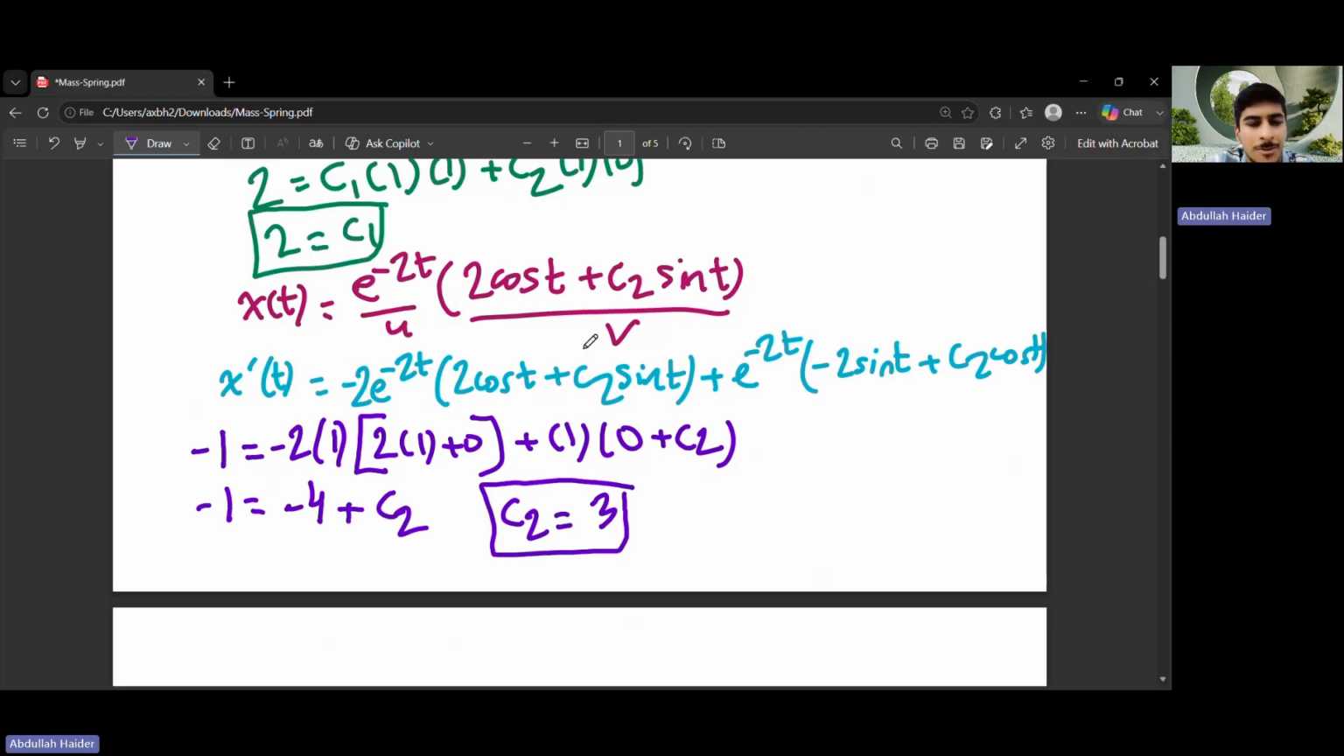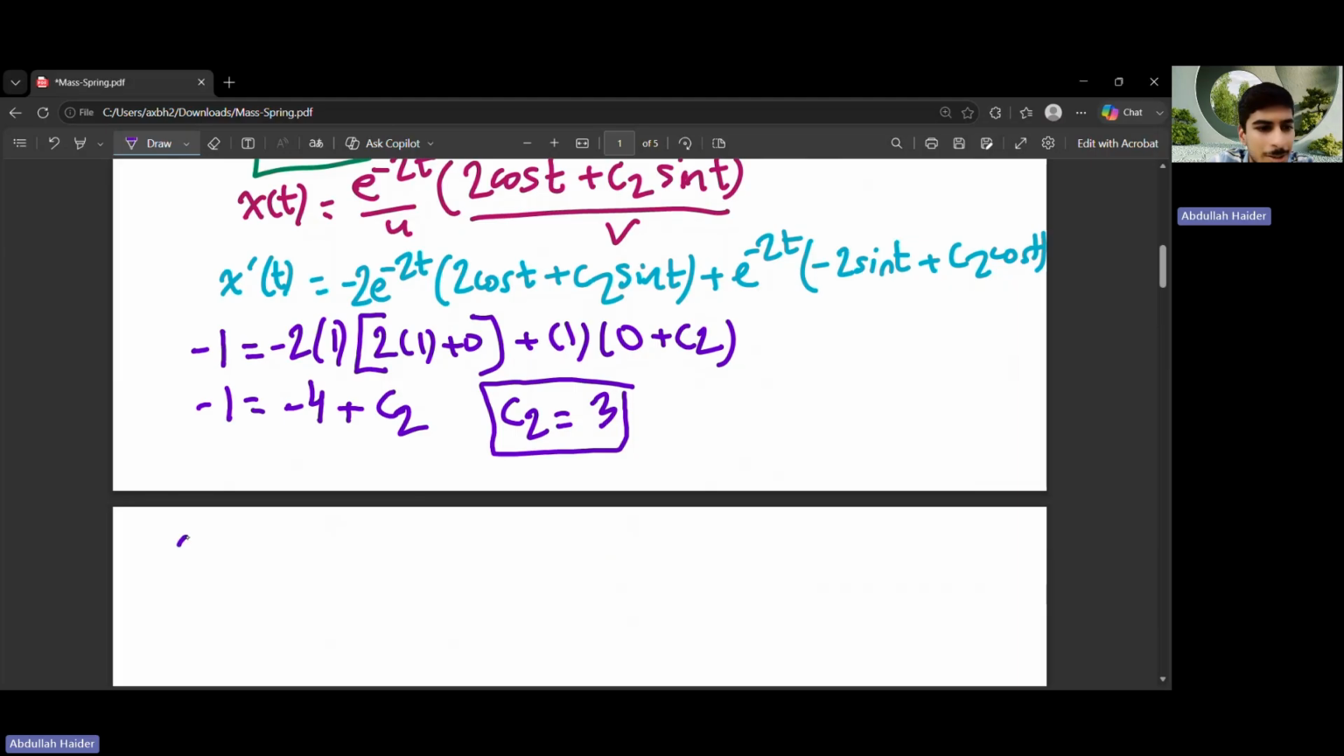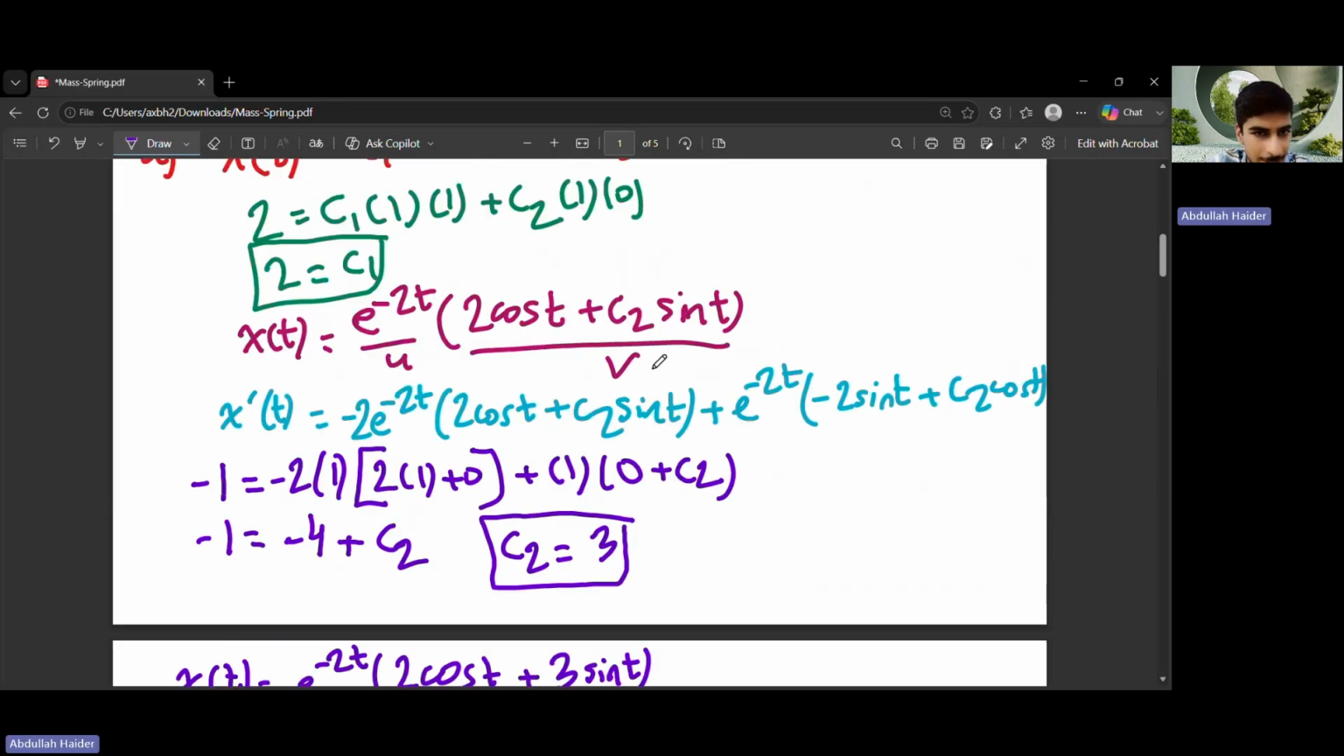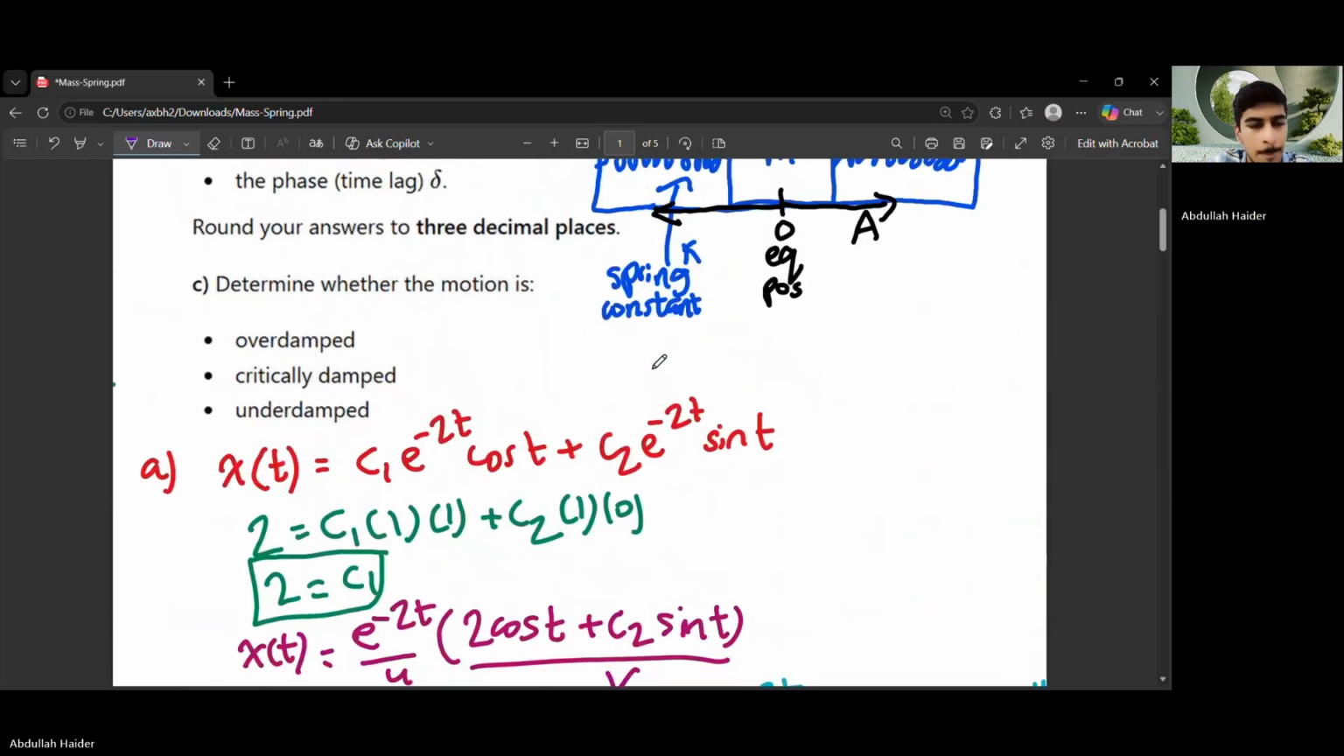So you have your C1 and C2, and you can finally write your x of t equation is equal to e power minus 2t, 2 cosine t, plus 3 sine t. This is your final equation in x of t.